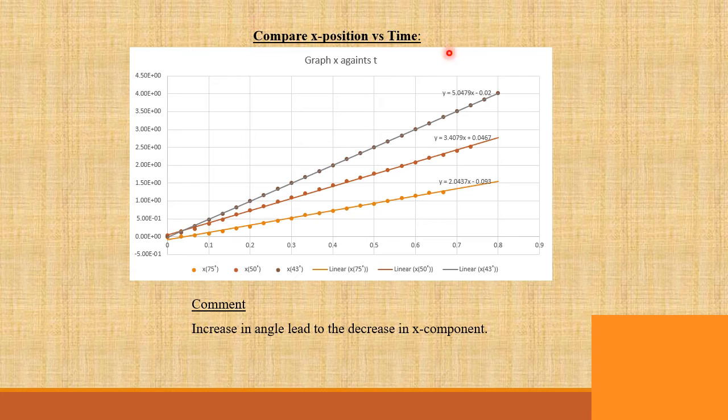Now we look at this graph. This graph is where we compare x position versus time. The orange graph represents the 75-degree angle, the red graph represents the 50-degree angle, and the last graph represents the 43-degree angle. This is the linear equation of the graph. So this equation is for this graph, this equation is for this graph, and this equation is for this graph. From the graph, we can conclude that an increase in angle leads to a decrease in the x component.